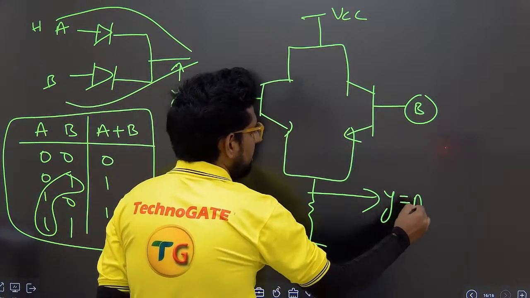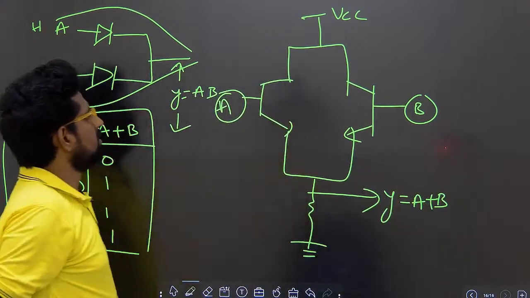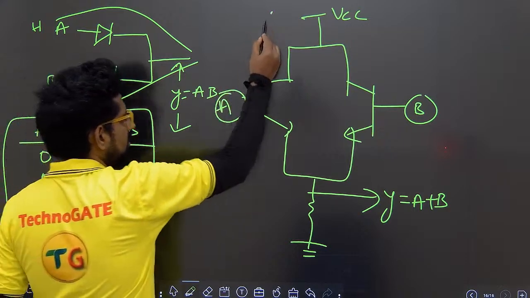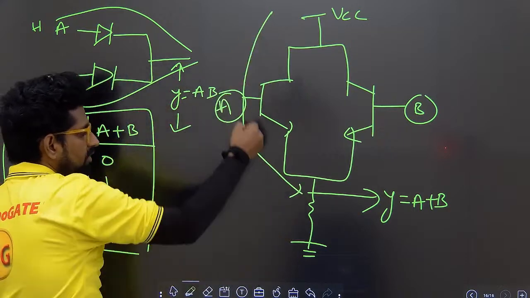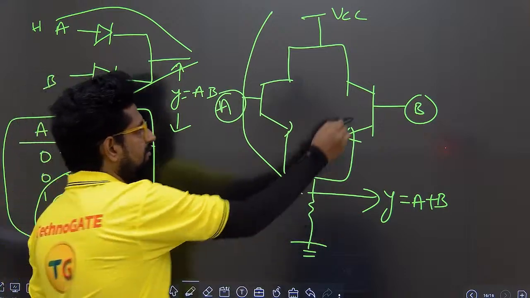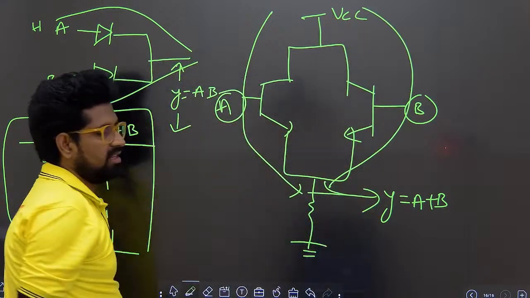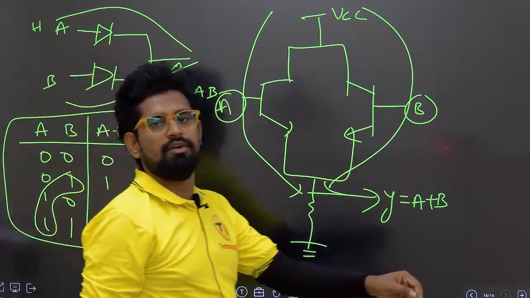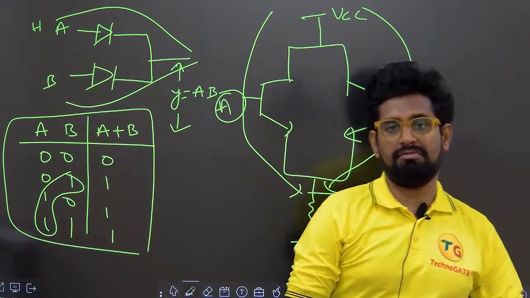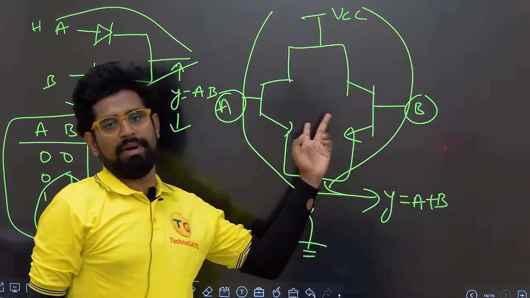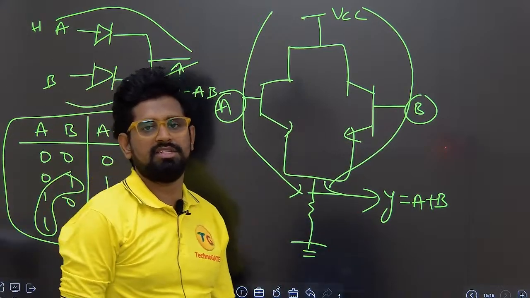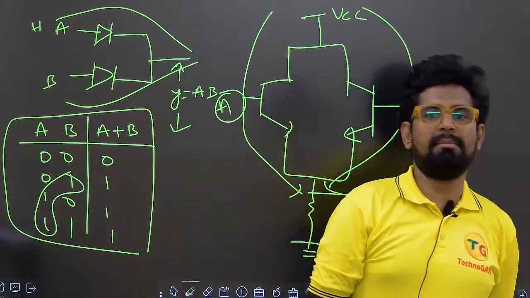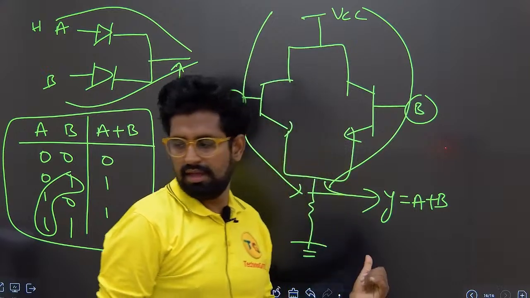Y is equal to A OR B. If A is 1, with the help of this transistor we get the output. If B is 1, with the help of this one we get the output. If both are 1s, with the help of both we get the output. If both are zeros, both are open. Open circuit means there is no flow, and no flow means the output remains 0. Okay, note down this.